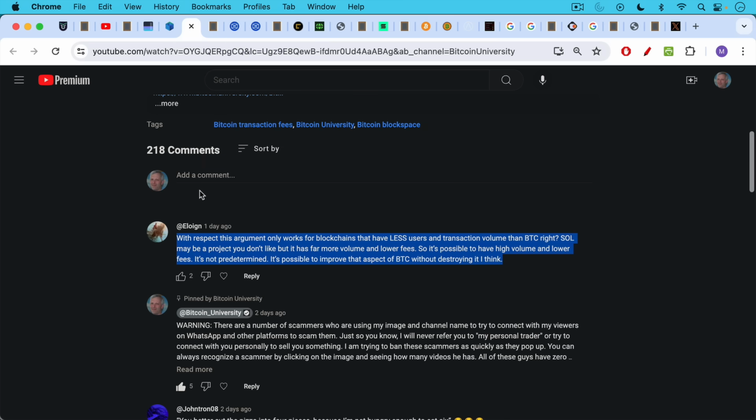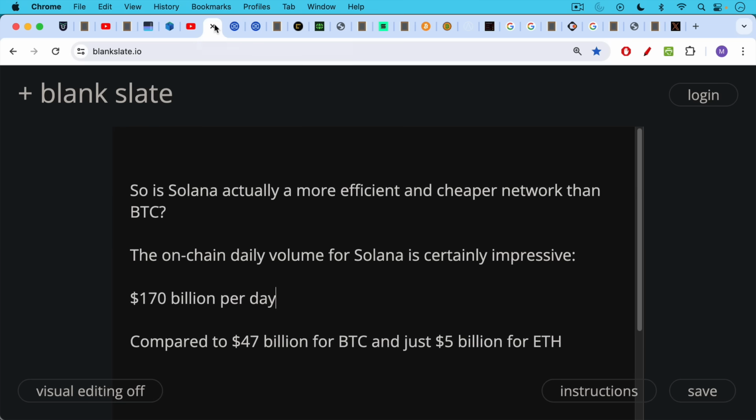So there's a question from Elohim here with respect to this argument about transaction fees being high when block space is limited. "With respect, this argument only works for blockchains that have less users and transaction volume than Bitcoin, right? Solana may be a project you don't like, but it has far more volume and lower fees. So it's possible to have high volume and lower fees. It's not predetermined. It's possible to improve that aspect of Bitcoin without destroying it, I think." So I wanted to respond to this comment in this video.